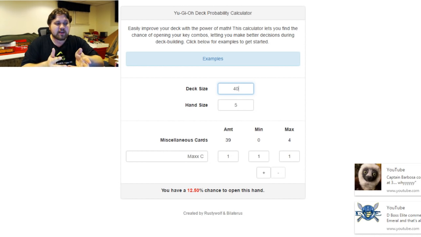Because mathematically speaking, Maxx is still perfectly fine at 1, because you can draw into it still. If you could not draw into it, you are going to be worse off than any opponent you play that can draw into it, in the pure essence of probability.